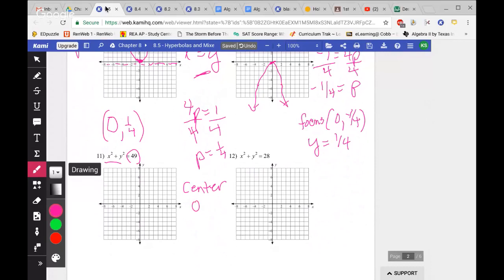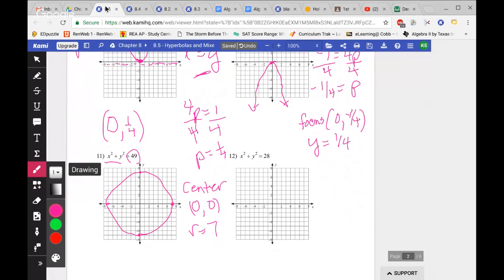So on my paper, I wrote center is 0, 0 and radius is 7. And then I sketched the graph. I sketched my ugly circle by plotting my 4 points. And then I pray and I make an ugly circle. So there it is.